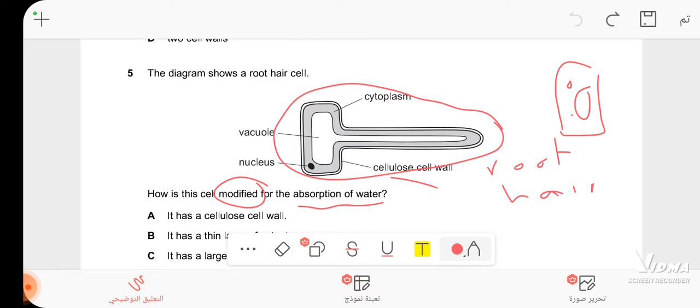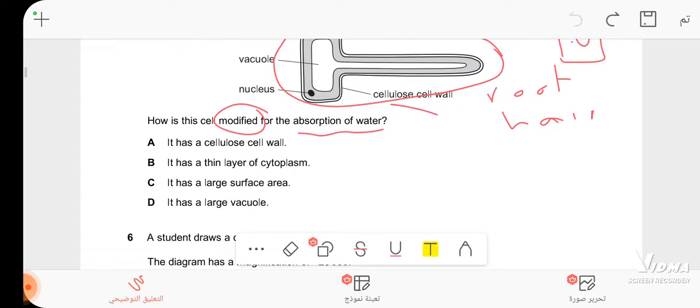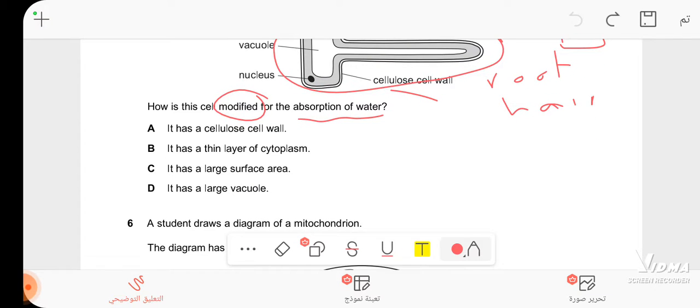So as I said, when we are talking about the root hair, we are talking about increasing surface area. So it has a cellulose cell wall. Of course, all plant cells have cellulose cell wall, okay. It has a thin layer of cytoplasm. No, wrong. It has large surface area, yes, because this modification or this adaptation in root hair cells increases the surface area of absorption.